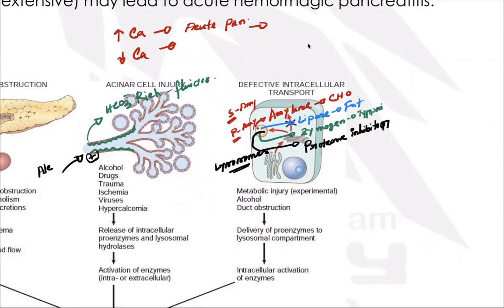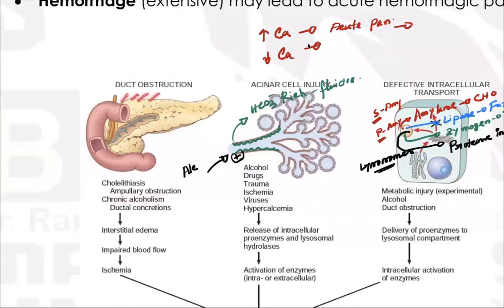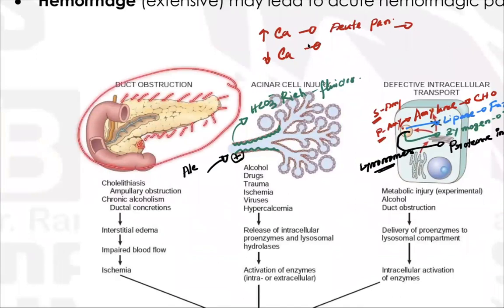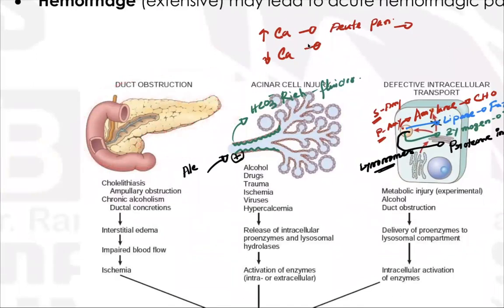First thing first, always remember infection. That means there is some inflammation, and in inflammation there is some pain. Where should the pain be? In the epigastric region. So the patient will have epigastric pain.